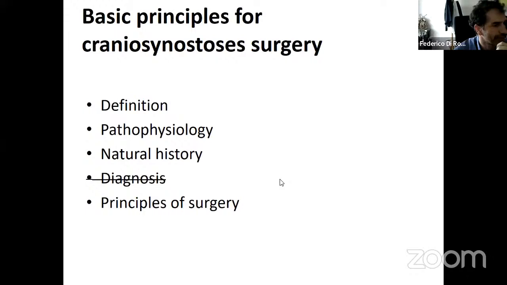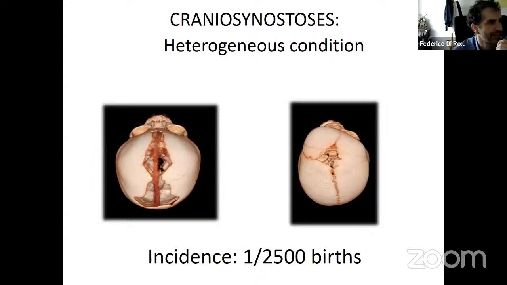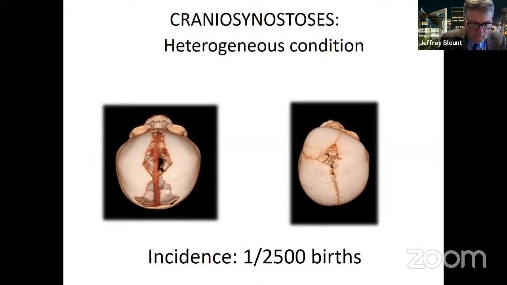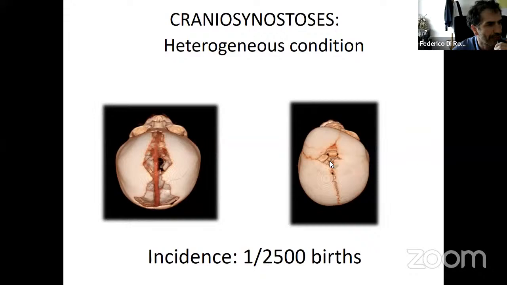So the definition: craniosynostosis is a heterogeneous condition related to the premature closure of one of the sutures. These are images of the skull. You see here the coronal suture, the metopic suture, the sagittal suture, but one coronal suture is missing. Here you see two coronal sutures that are missing on the left side. And you see also that the skull is deformed. So there is a deformation that follows this premature closure of one of the sutures.